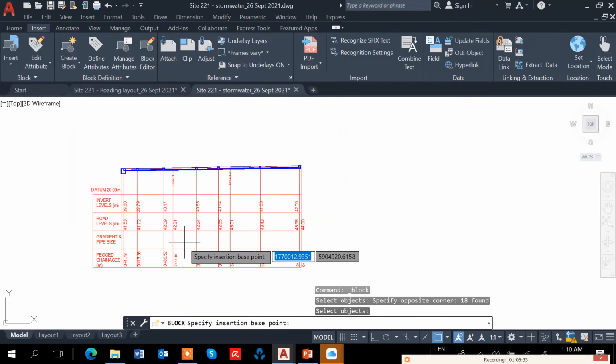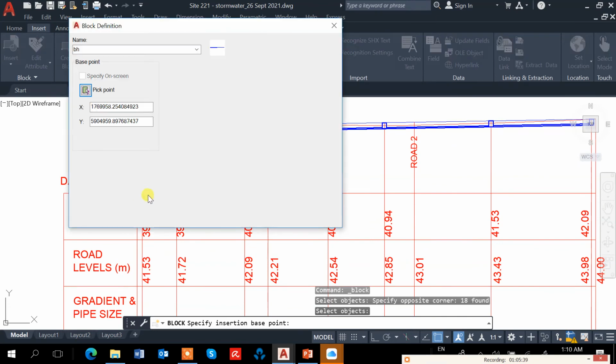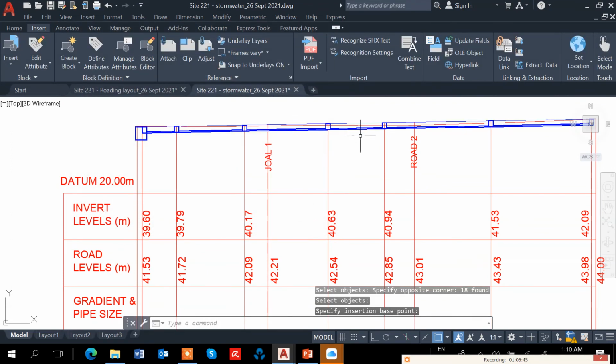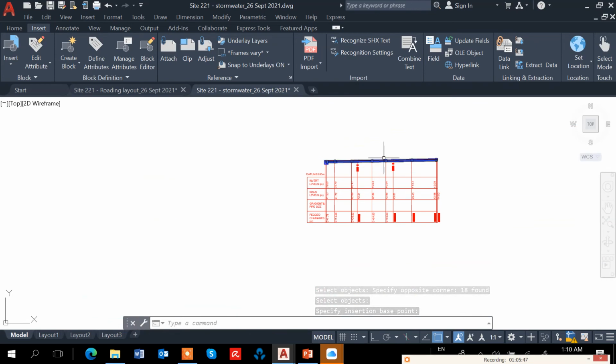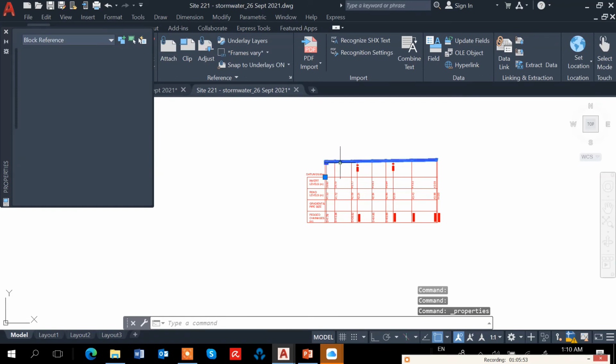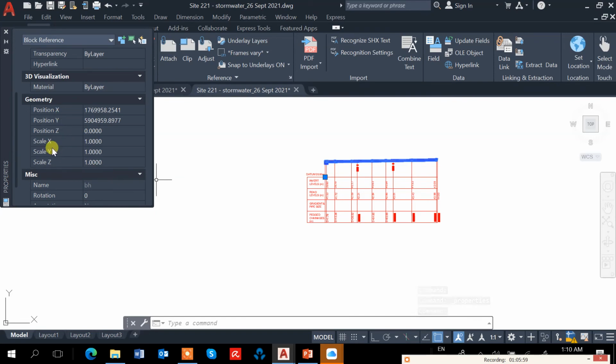Pick point. I will pick a point over here at the beginning of the datum. Convert to block, yes. So this is a block now. Now I go to the properties and click this block, which gives us the geometry: scale X, scale Y, scale Z. This is the Y. If I want 1 to 200, I need to blow up the Y 5 times. Just put 5.